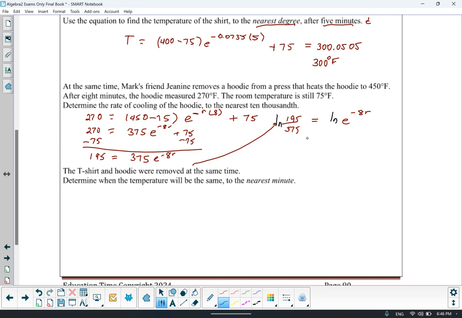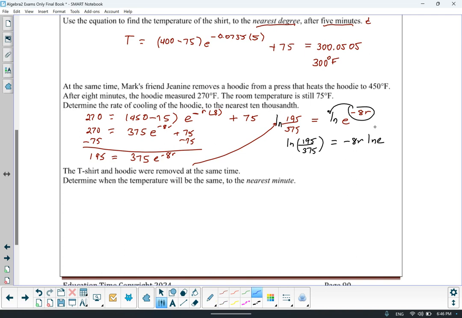So we're going to take the natural log of both sides. We're going to get ln of 195 over 375, and I'm going to apply the power rule, and the negative 8r is going to go in front. So it's negative 8r ln of e. Well, it turns out that ln of e is just 1.